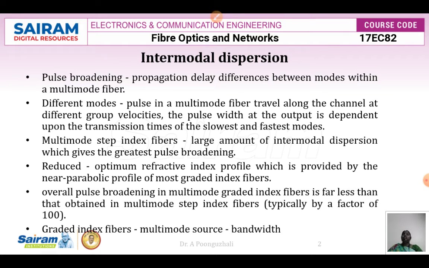So how to reduce that pulse broadening is, we can go for an optimum refractive index profile. The optimum refractive index profile is nothing but, in the core we should not have a uniform refractive index. Instead, if I have a variation of the refractive index profile, then in that case we can see that the pulse broadening effect can be reduced. That is nothing but a multimode graded index fiber. We can go for a multimode graded index fiber where the refractive index is going to vary continuously through the core. In this case, with your graded index fiber and a multimode source, the bandwidth can be increased there.